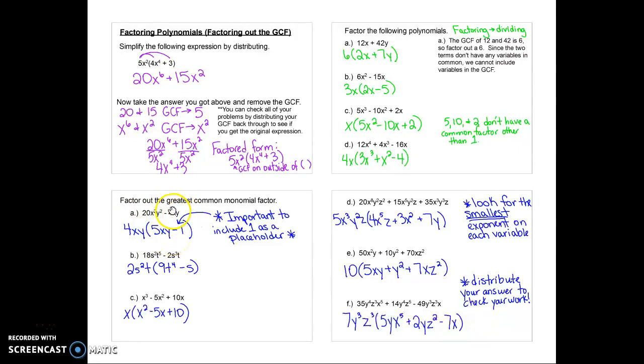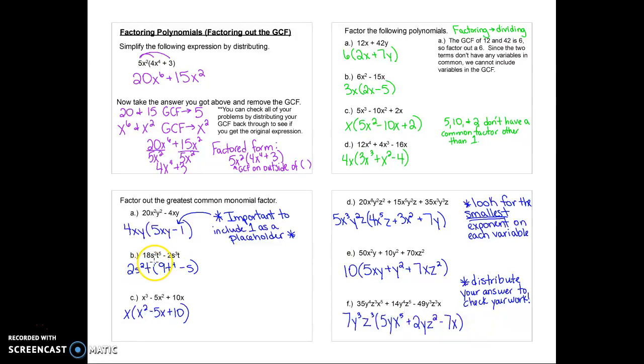When I divide here, 4xy divided by 4xy. Remember, anything divided by itself, these are exactly the same, is a 1. So you have to keep a placeholder of a 1 there if your GCF is exactly the same as one of your terms. It's okay if that happens, you just have to make sure you have a placeholder of a 1 there.